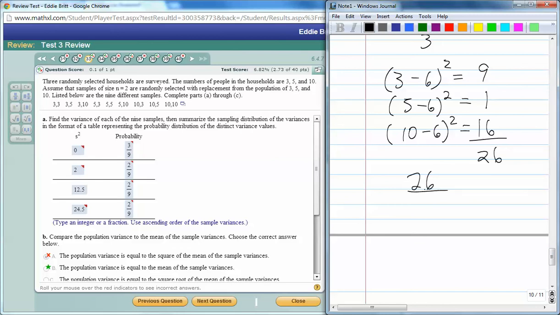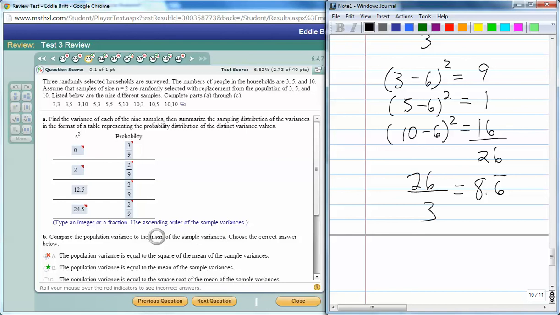26, our whole population, n is 3. So 26 divided by 3 is 8.6 repeating. So that's the variance. If you want to round it to 2 places, round it to whatever you want to, but that's your variance for the population. Now our problem wants us to compare that to the mean of the sample variances.